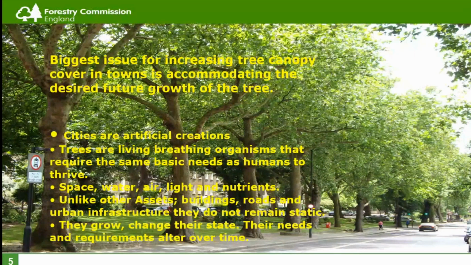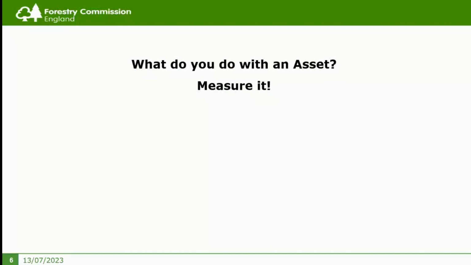So unlike other assets like buildings, roads and urban infrastructure, they do not remain static. They grow, change their state, and their needs and requirements alter over time. So what do you do with an asset? Well, the Institute of Asset Management recommends that if you're managing an asset anywhere, it doesn't have to be in the urban environment, you should be spending between 1% and I think 1.5% of that asset's total value on its annual upkeep.